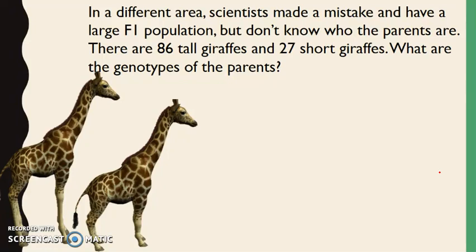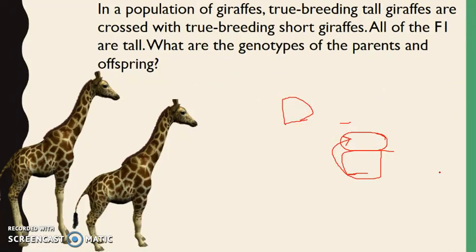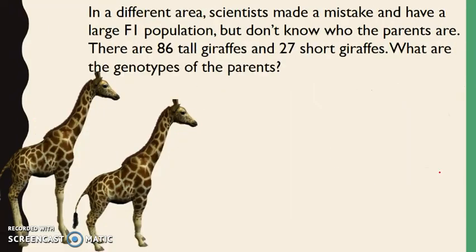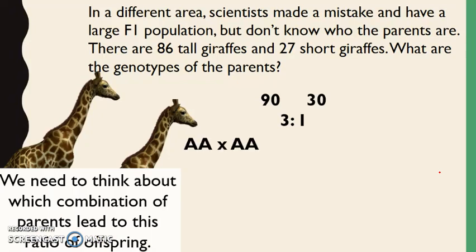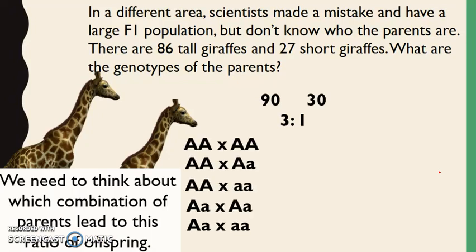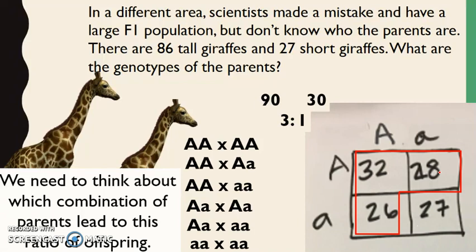Now in a different area, scientists made a mistake and have a large F1 population but don't know who the parents are. There are 86 tall giraffes and 27 short giraffes. What are the genotypes of the parents? So you want to think back to the ratios that we saw back in these slides. You want to think about those phenotypic ratios. And what we see is that the 86 to 27 is closest to 90 and 30, or like a 3-to-1 ratio. So then your next step is, okay, I have my ratio. What combination of parents lead to that ratio of offspring? And you find, oh, it's when I cross a heterozygote and a heterozygote, I get a 3-to-1 ratio.